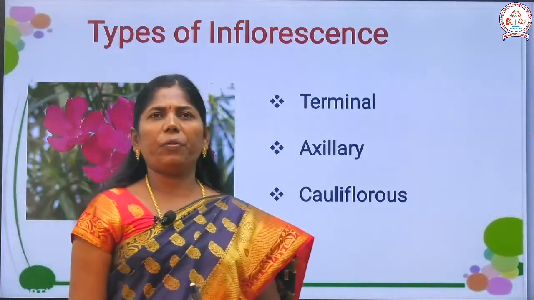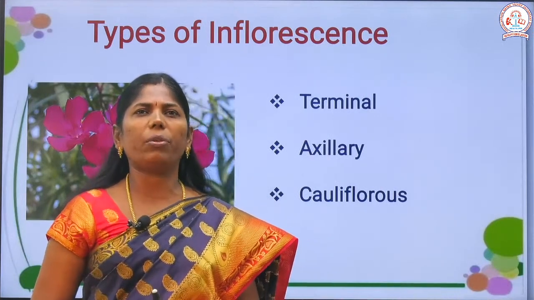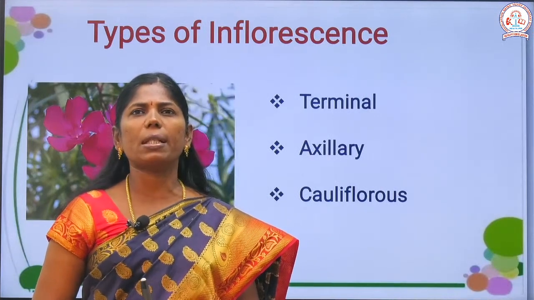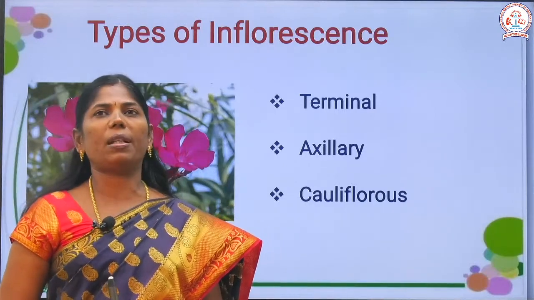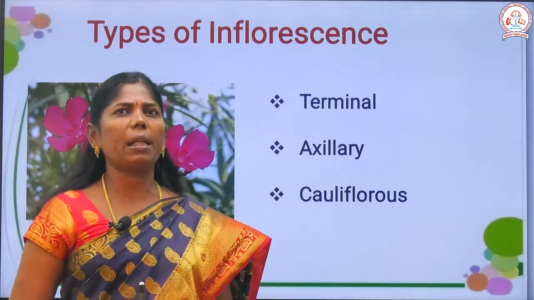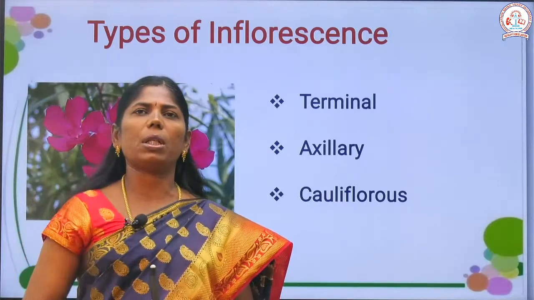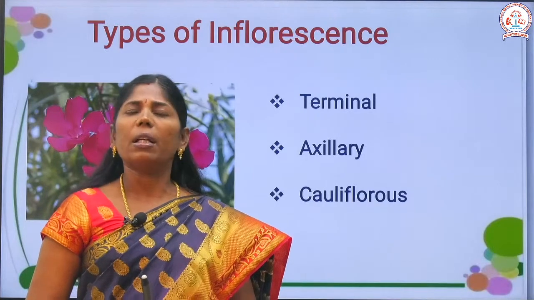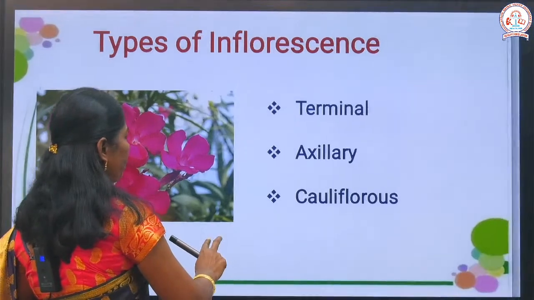So, types of inflorescence. Based on position, it is classified into three. One is the terminal inflorescence, another is the axillary inflorescence, and the next is the cauliflorous inflorescence. So, what is the terminal inflorescence? If the flower is present in the apex region, the apical region, that is a terminal inflorescence. If it is present in the axillary region, again I will say where the axillary region is.